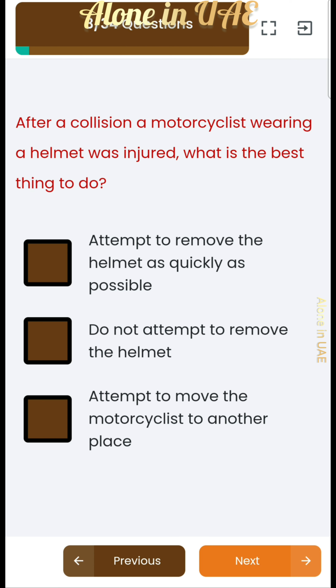What is the best thing to do? Do not attempt to remove the helmet.